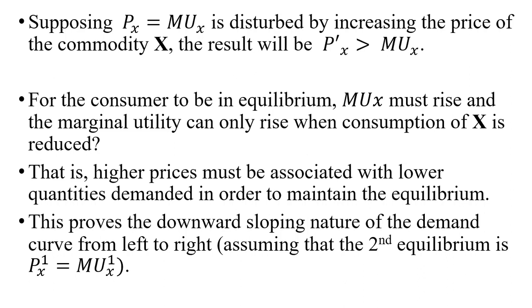What we can do to increase the right hand side is to lower the quantity of commodity X we consume, because we said that there is diminishing marginal utility. That is, as you increase the consumption of a commodity, the marginal utility tends to what? Decrease. Therefore, if you want to increase the marginal utility, what you do is to reduce the consumption.